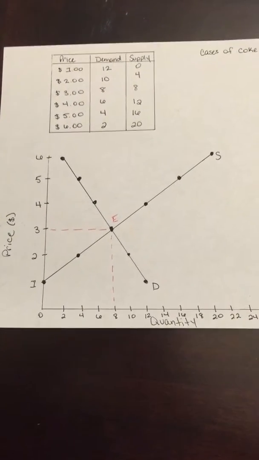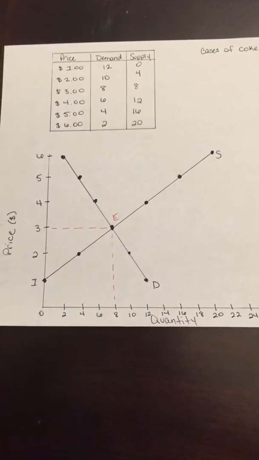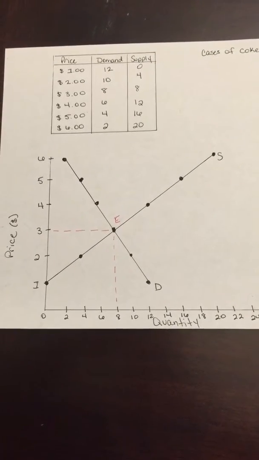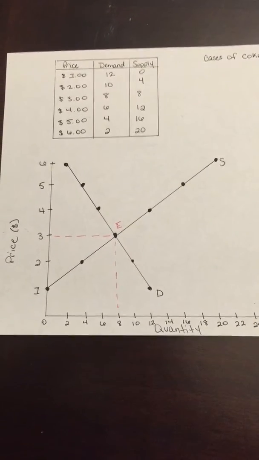My name is Leslie Pastrano. I'm completing Module 3, showing supply and demand. The product I've chosen is cases of Coke.